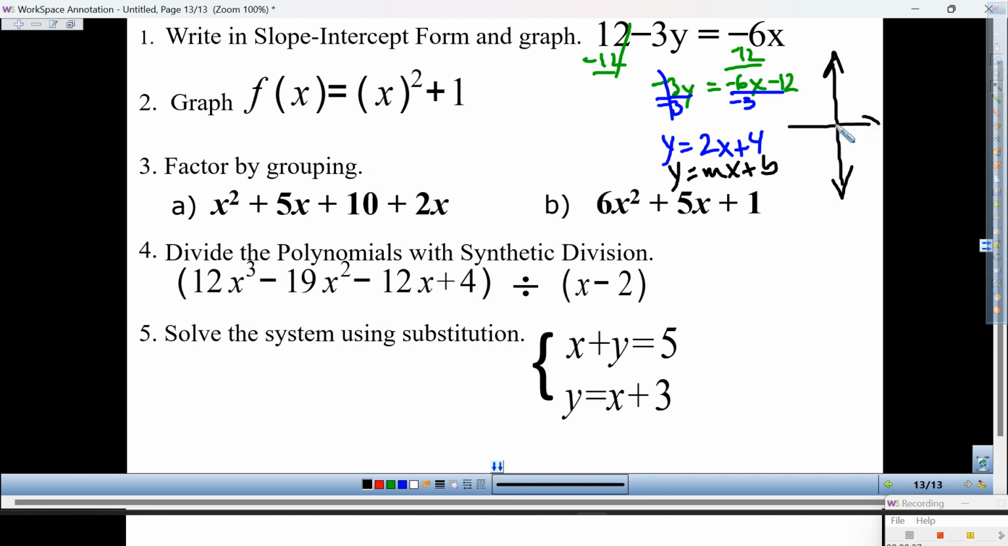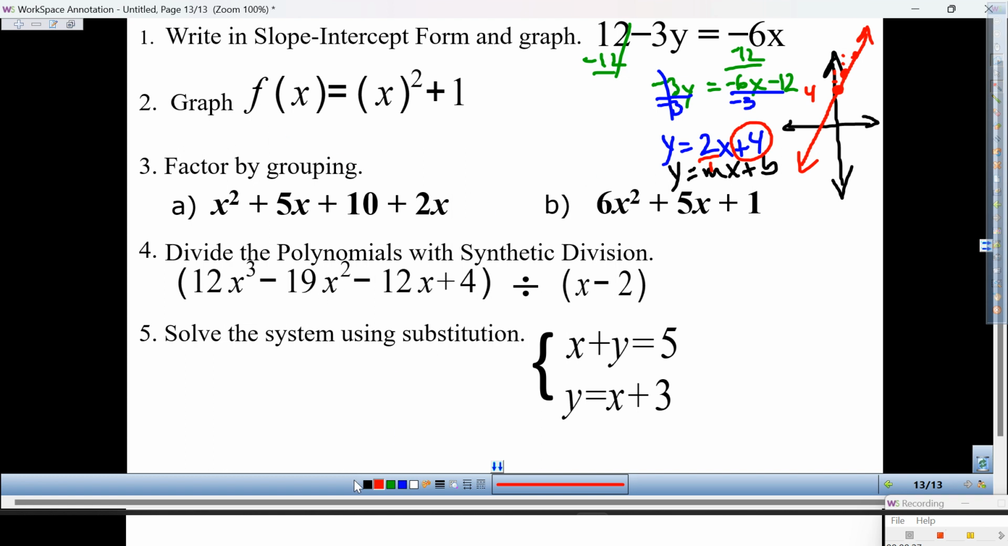If I graph this, I start with the y-intercept, which is b. What is the y-intercept? Positive 4, which is right there. There's my point. From there, I'm going to use the slope to place points. What's my slope? 2. In fraction form, 2 over 1. That means 2 steps up, 1 to the right. Plot your point. Do it again. 2 up, 1 to the right. Plot your point, and graph your line. There you go. All right, so far so good.